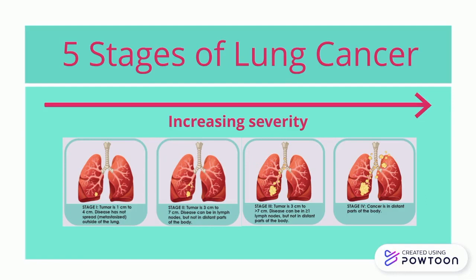Stage 2, the cancer has grown now between 3 cm and 7 cm and may have spread to the lymph nodes near the bronchi. Stage 3, the cancer is still growing between that 3 cm and 7 cm mark, but it is now officially spread into surrounding lymph nodes. And finally, Stage 4, the cancer has spread to other parts of the body, or in other words, metastasized.